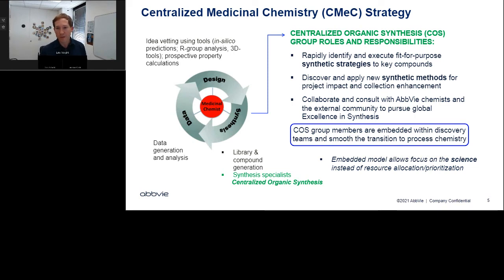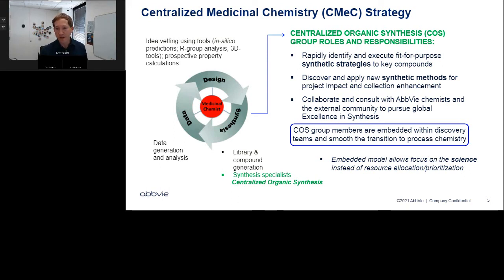So our group specifically focuses on rapidly finding and executing fit-for-purpose synthetic strategies for key compounds. So fit-for-purpose is key. We don't have to have the perfect synthesis all the time. And key compounds can mean an intermediate, final molecule, many different things, or even a diversity-oriented synthesis to many molecules. So in the context of finding synthetic strategies that are suitable for their purpose, we often will uncover new synthetic methods that really impact that project and also help to enhance our compound collection at AbbVie.